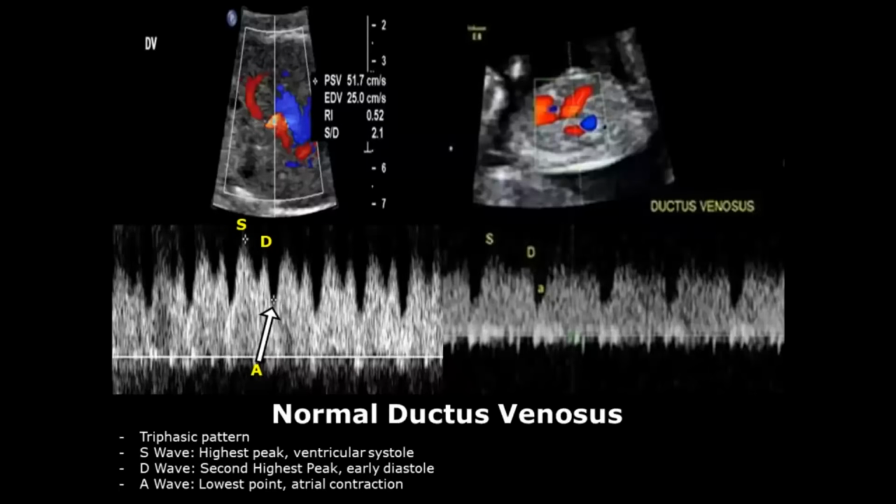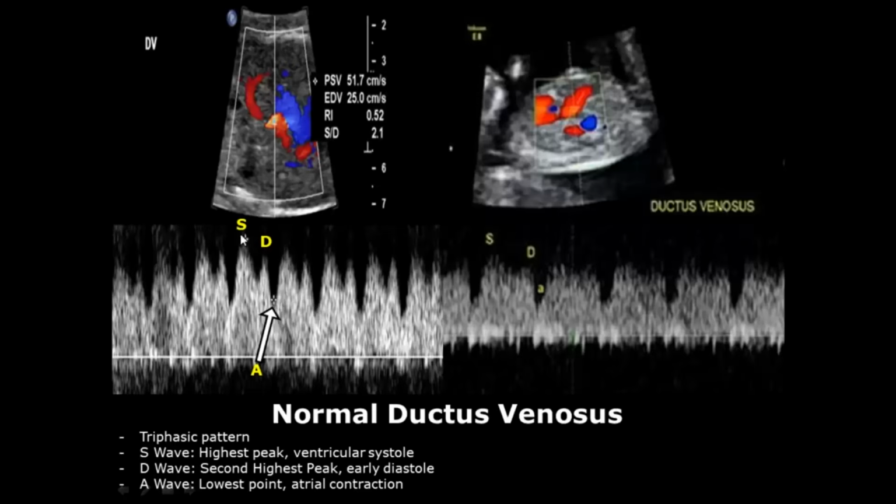Ductus venosus connects the umbilical vein to the inferior vena cava. It carries oxygenated blood and it bypasses the liver circulation. It has a triphasic pattern on spectral Doppler. It exhibits forward flow. There are 3 specific points on this pattern.